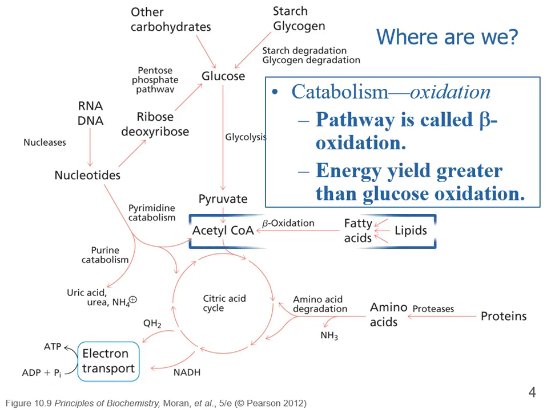So in the where are we section, we are here. We are going to take lipids, specifically triacylglycerols, and then we're going to hydrolyze those acyl groups to get 3 fatty acids, and we'll take them through a pathway called beta oxidation, and we'll produce acetyl-CoA. Then acetyl-CoA can go into the citric acid cycle and produce NADH and QH2 for electron transport. Why this is called beta oxidation, we'll get to in a second. And we should note that you get a lot more energy from fat breakdown than from glucose breakdown.